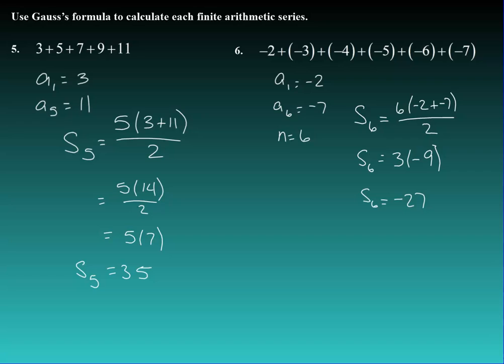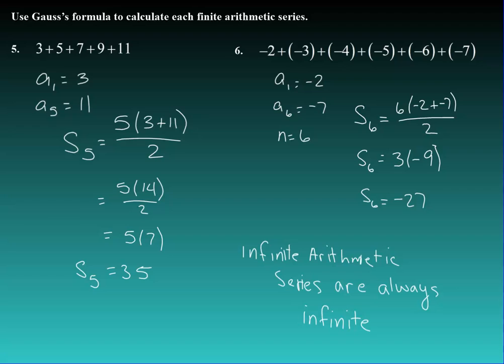The big question that I haven't answered in either one of these videos is, why are we only finding it for the finite arithmetic series? Well, if we add a number an infinite number of times, in other words, we just keep adding forever, the number is just going to continue to get larger and larger until it gets to infinity, and then we really don't have an answer. So infinite arithmetic series are always infinite.